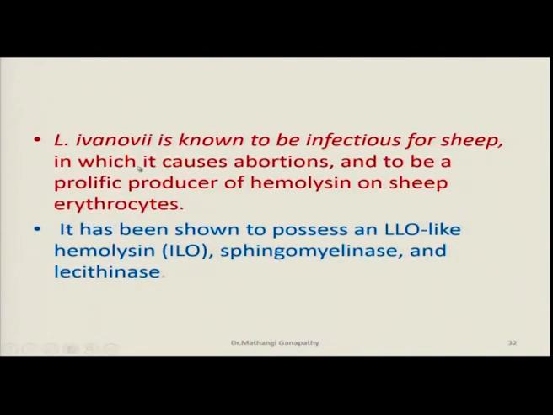There is another Listeria species which is called Ivanovii, which is infectious for sheep, and there it causes abortions, and it is also supposed to be a prolific producer of hemolysin on the sheep erythrocytes. The listeriolysin secreted by Listeria ivanovii is similar to the listeriolysin which the human pathogen produces. It also produces an LLO-like hemolysin, a sphingomyelinase and a lecithinase. Let us see what these things do in sheep.